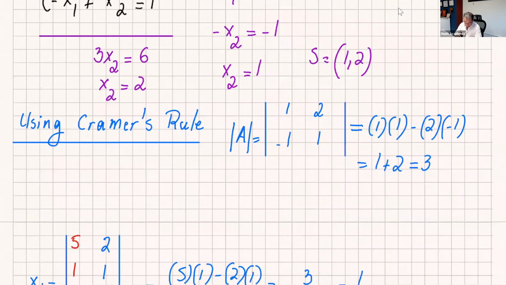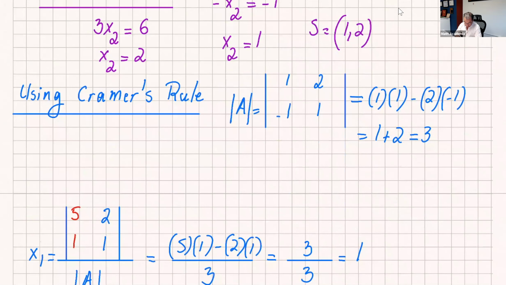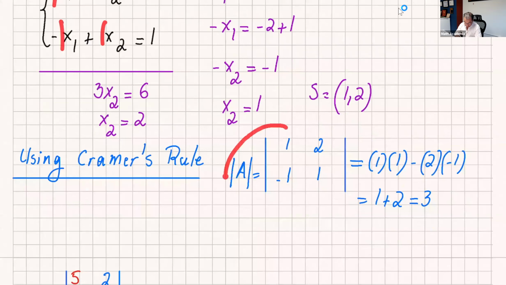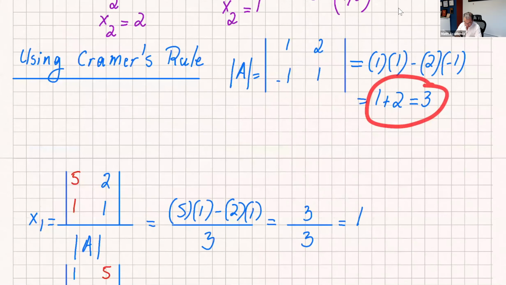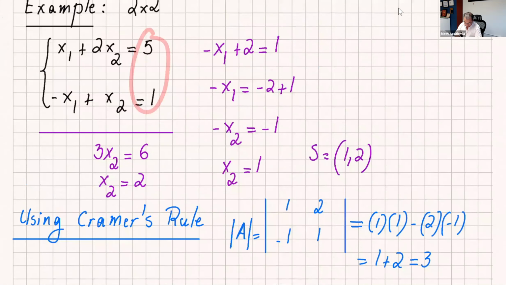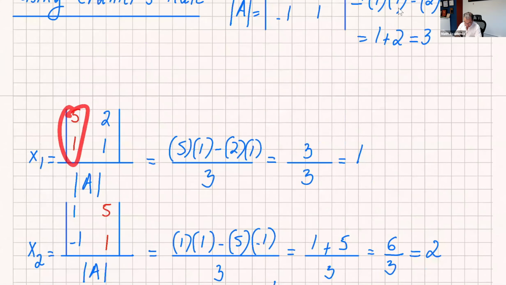Let's see how this works by using Cramer's rule. First of all, the matrix of the coefficients, and it's 1, 2, negative 1, and 1. You can find the determinant of that matrix, which is 3. Then if you want to solve for x1, you substitute the first column by this column. So the constant column is 5, 1. And if you substitute that here, you can find the determinant of the numerator, which is 3, divided by the determinant of A, 3. That is going to give you 1.